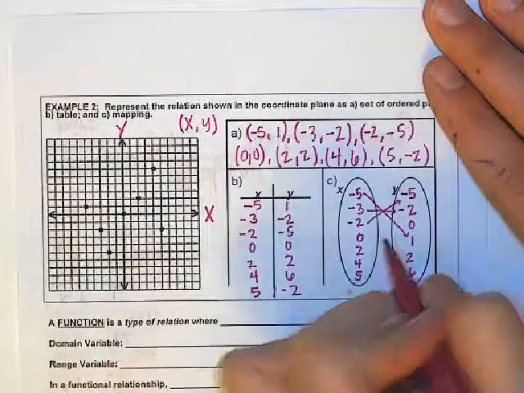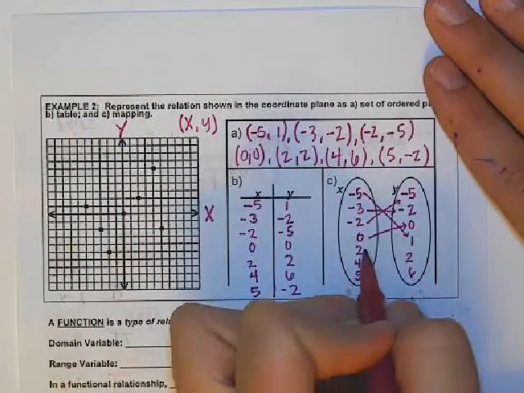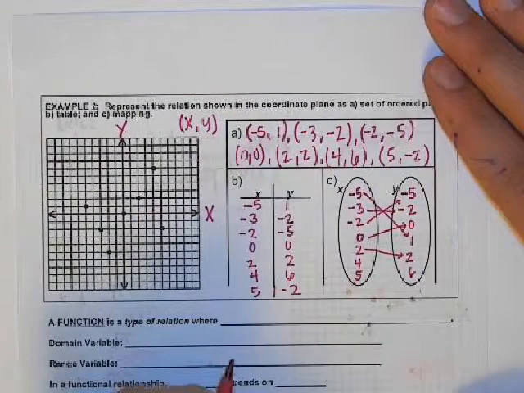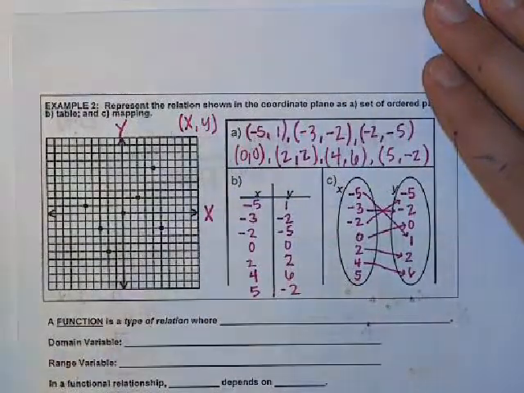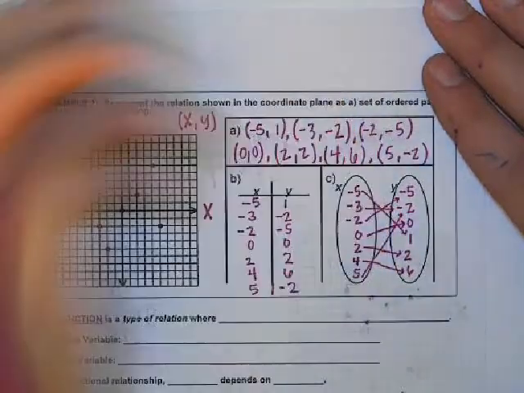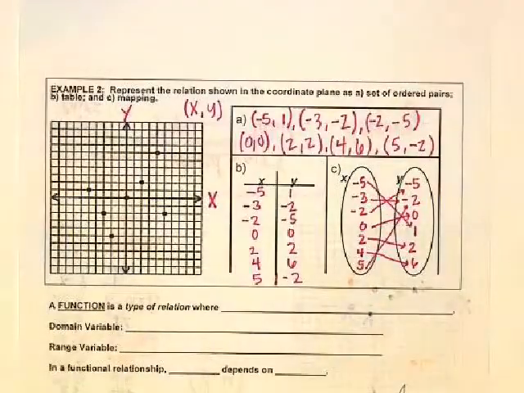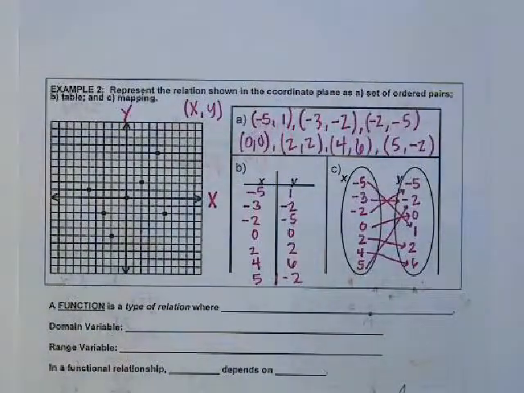0 goes with 0, that's the origin. 2, 2. 4 goes with 6. 5 goes back to -2. And there's your mapping. Okay? Questions?